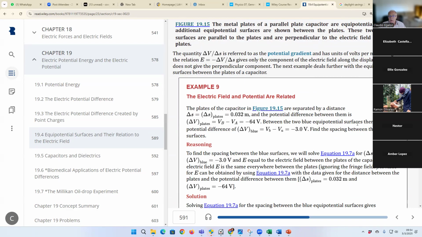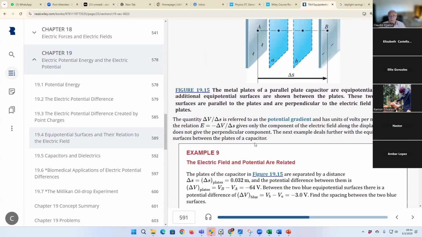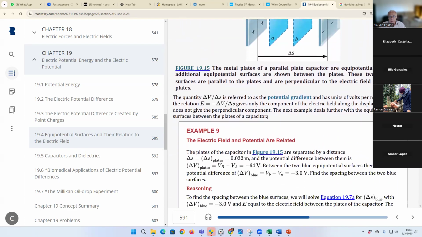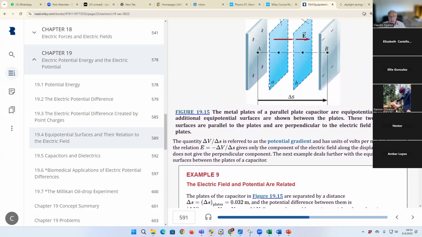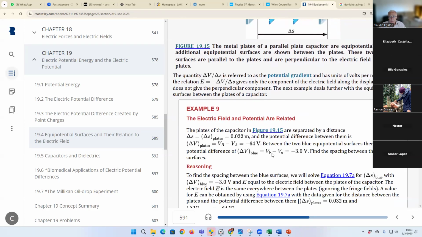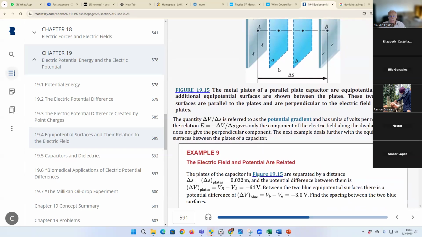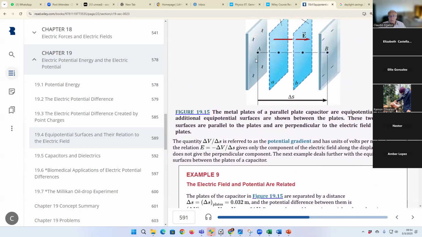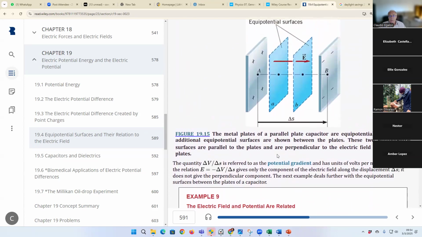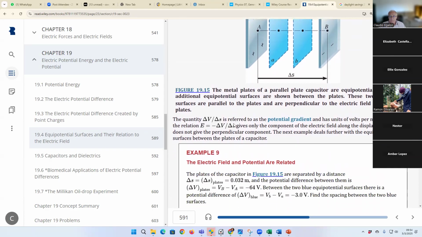Between the two blue equipotential surfaces, there is a potential difference of 3 volts. Between A and B. When we go from the positive plate to the negative plate, the electric potential decreases. Now, minus 3 volts between B and A. Notice that the potential is decreasing, from the left to the right. VB minus VA is minus 3 volts. What does it mean? It means, again, that the electric potential is decreasing from the right to the left.